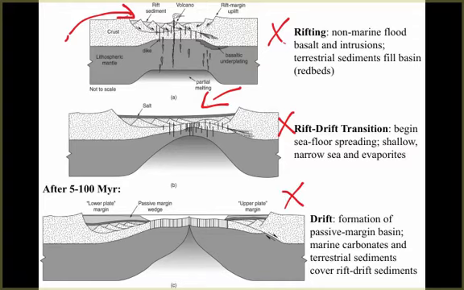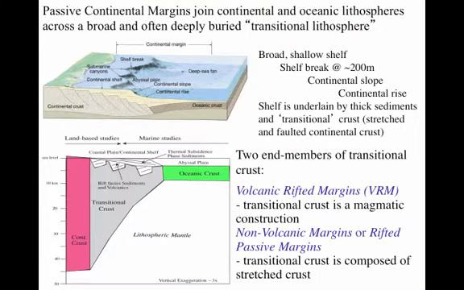Then we move on to the drift process after 5 to maybe 100 million years, where we've got the formation of a passive margin and marine carbonates and terrestrial carbonates covering the rift-drift sediments. So in these areas, passive continental margins join continental and oceanic lithospheres across a broad and often deeply buried transitional lithosphere.